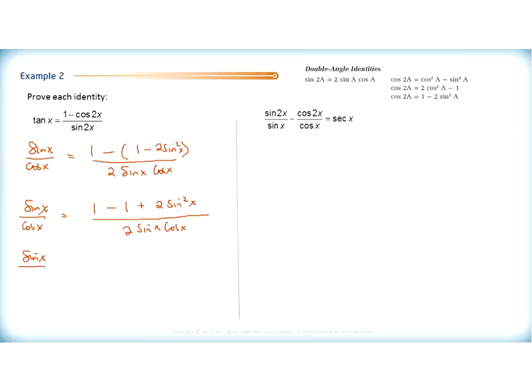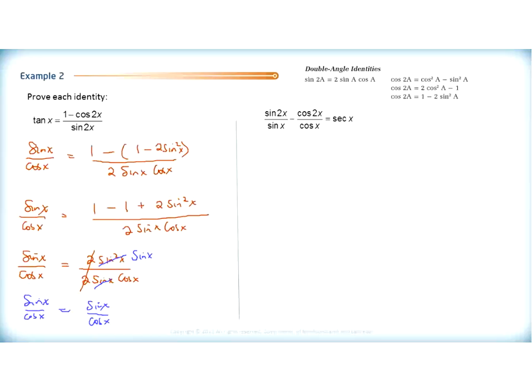Hopefully you see the answer. Pretty close to seeing it at this point. I got sine x over cosine x equals 1 subtract 1 is 0. I got 2 sine squared x over 2 sine x cosine x. The 2's will cancel, but not only will the 2's cancel, a sine x will cancel with a sine x and leave me with a sine x in the numerator. Now you should see the answer. I'm left with sine x over cosine x equals sine x over cosine x. And I've proven the identity.